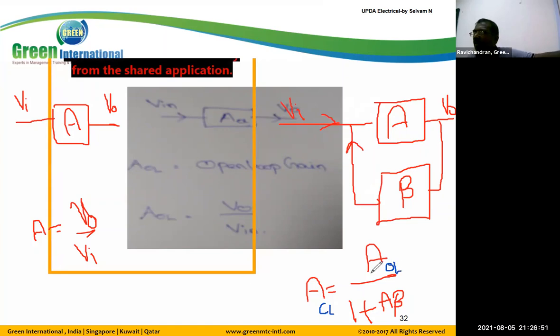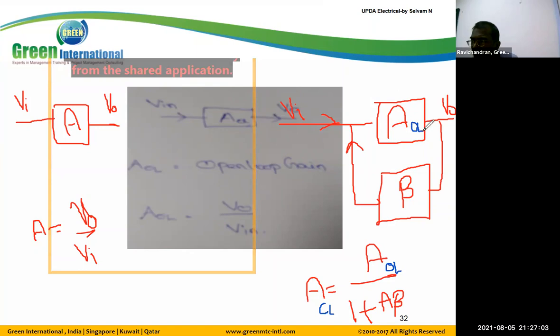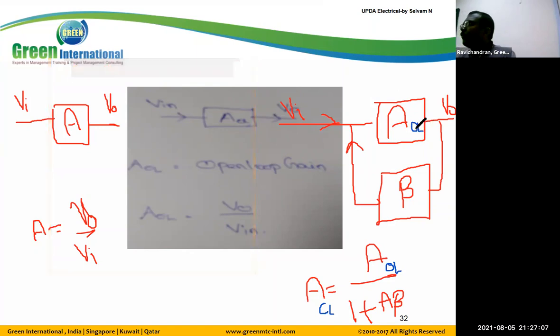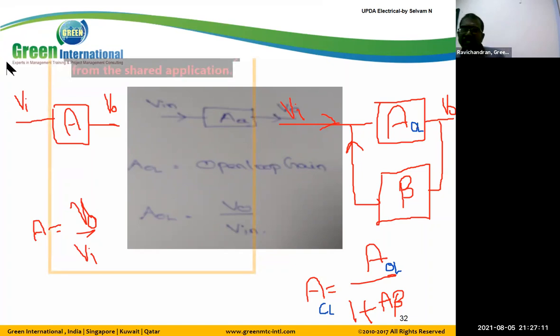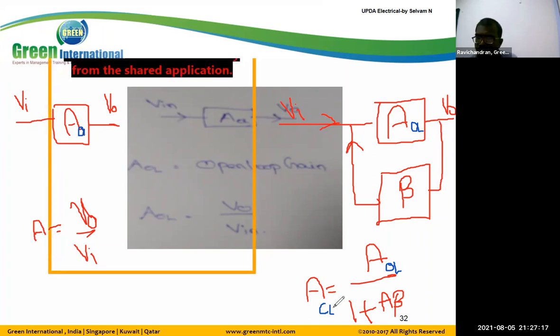Here I use the words OL and CL. OL stands for open loop, CL stands for closed loop. That means this A we call A OL. OL means there is no feedback. CL means we have a feedback. Open loop, closed loop.